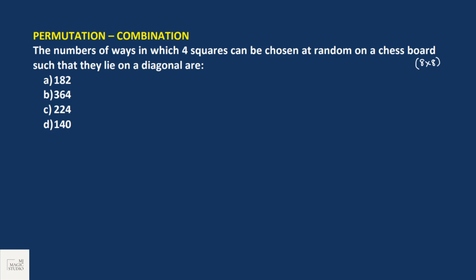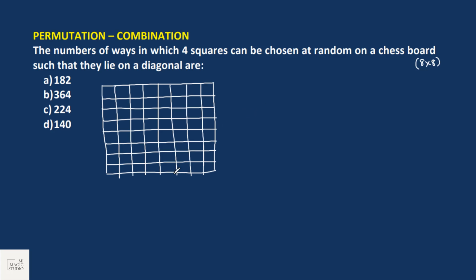Let me draw a chessboard first. So we have this 8 into 8 chessboard, and we need to choose 4 squares such that they lie on the diagonal only. First of all, let me take the principal diagonal. 1, 2, 3, 4, 5, 6, 7, 8. Out of these 8, I need to choose any 4. In how many ways can it be done? 8C4 ways.